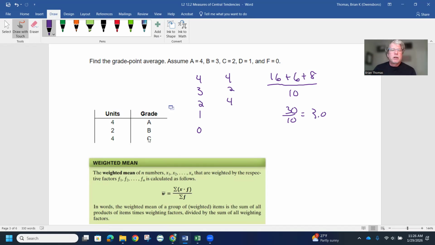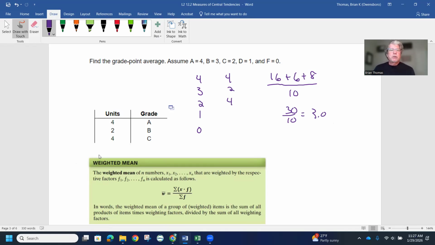But notice how we have to change these A's to what they're worth. So an A was worth 4, a B was worth 3, a C was worth 2. We didn't have any D's or F's, but notice how we had 4 A's, 2 B's, and 4 C's. So if we multiply the weight times how many times it occurred, they give us a 16. The weight of the B times how many times it occurred, that would give us a 6. And a C was worth 2 points, and it occurred 4 times. So if we do the math, we do see a 3.0 there.